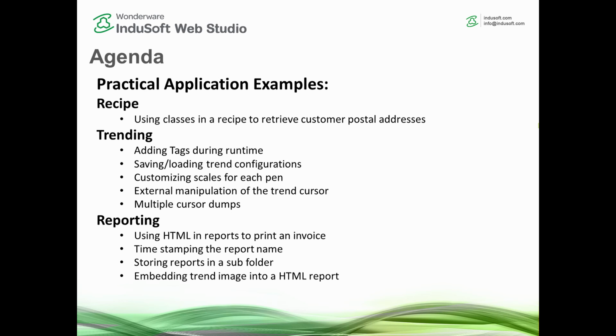So what we're going to be covering is recipes, how to use classes in a recipe, and this is going to be retrieving customer postal addresses, but it doesn't have to be an example of just postal addresses. It really can be an example of how to use classes in a recipe. What we're going to be building on is creating an invoice or a billing printout that can be used.